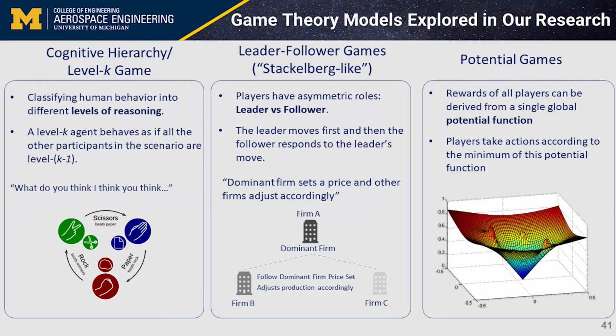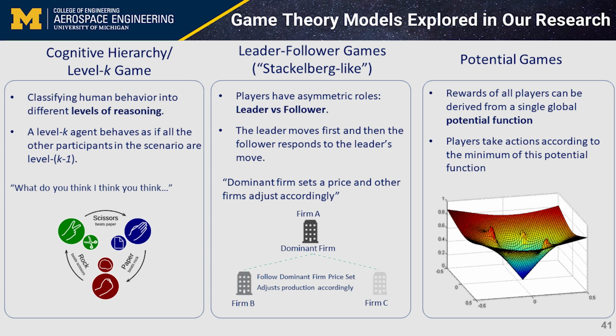Now, these are some of the models that we have been exploring in our research. Roughly, they consist of several classes. So one of them is something we call level K game theoretic models. They're also sometimes called cognitive hierarchy or bounded rationality models. The idea here is to classify human behavior into different levels of reasoning. And a level K agent behaves as if all the other participants in a scenario are level K minus one. And I'll explain a little bit more what this means.